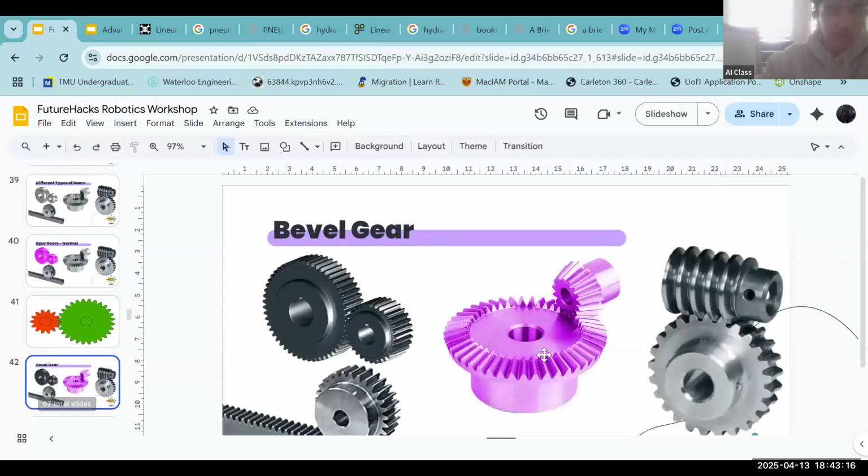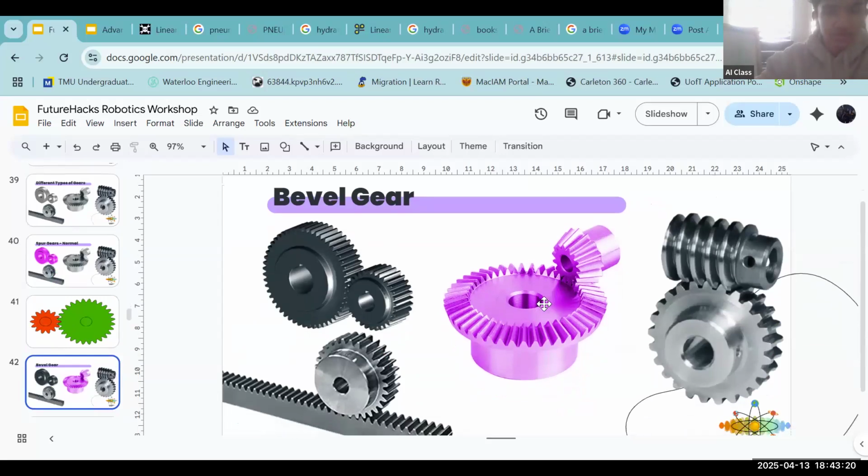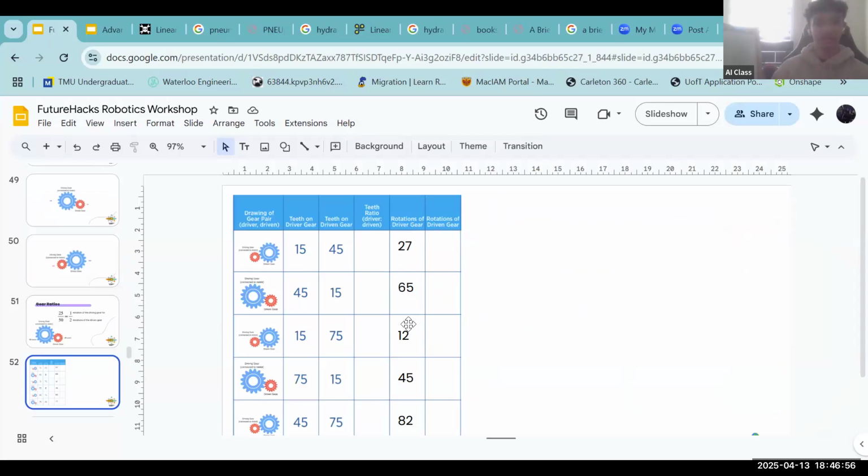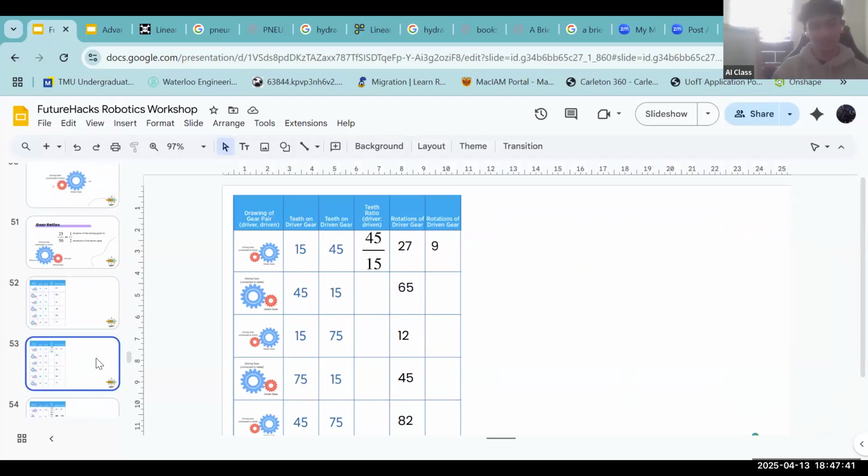That's the spur gear. There's bevel gears, this one right here. So this example here with 50 teeth to 25 teeth. So the teeth of the driven gear, so it's 1 to 2. So basically, if I move the big gear once, how many times is the other gear gonna rotate? So it's 3 to 1. So 45 over 15, 3/1.